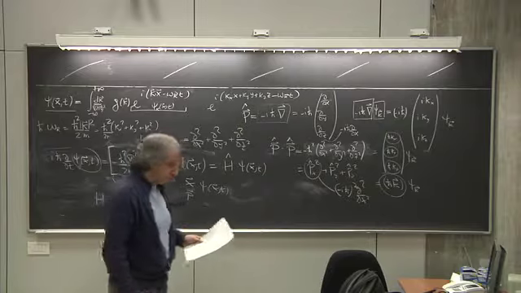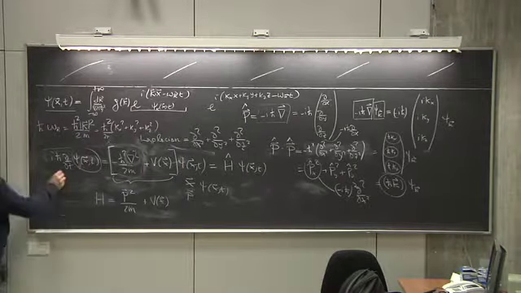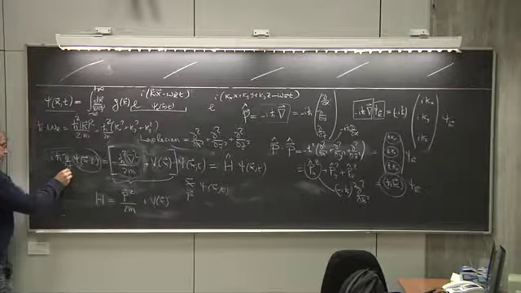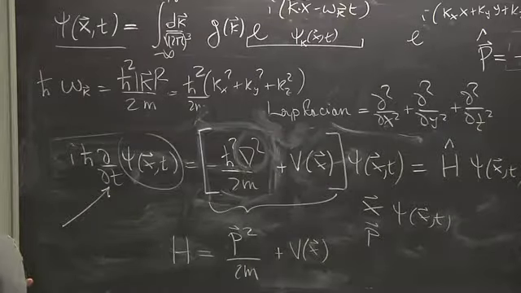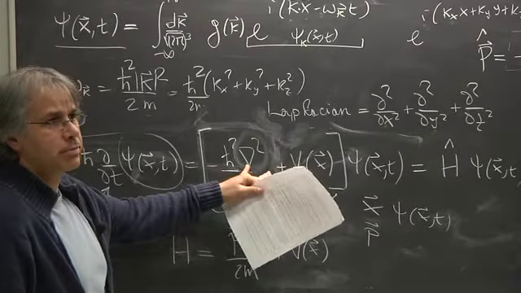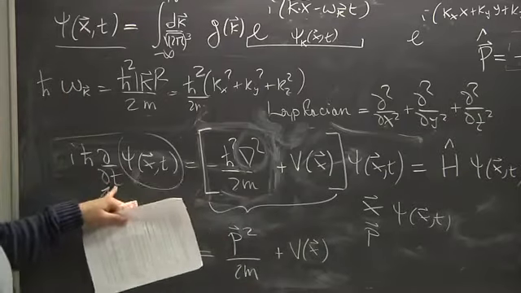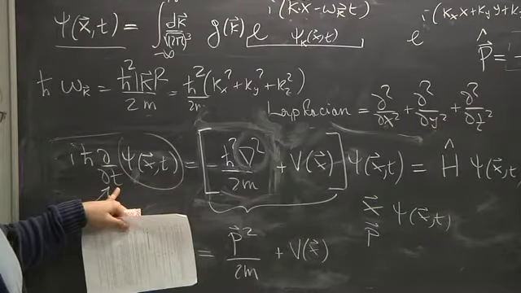Okay, some comments about this equation. First of all, you see there is a very, very strong asymmetry between space and time. There are second-order derivatives in space, but only first-order derivatives in time. Okay.